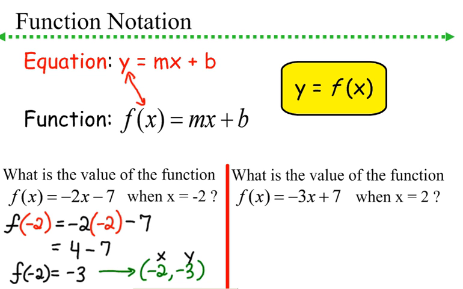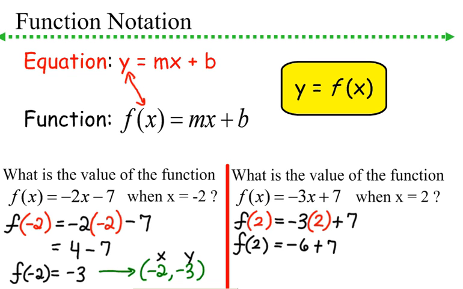Let's try another one. Question is, what is the value of the function f of x equals negative 3x plus 7 when x is 2? So again, I'm going to put in black the things that are not going to change. And I'm only going to replace in red anywhere I see an x. So f of 2 equals negative 6 plus 7, which is 1.